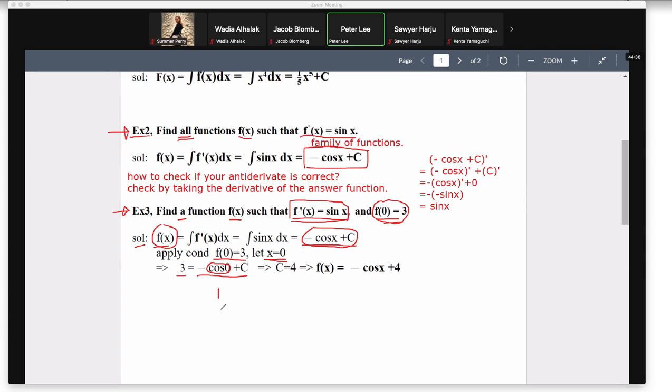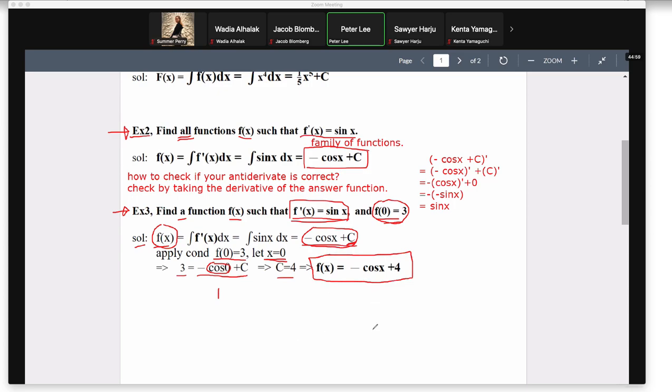So now I can write that step there. I add 1 to both sides, so we get c equals 4. Now that we have c equals 4, plug this c back in. Now the function is f of x equals minus cosine x plus 4.